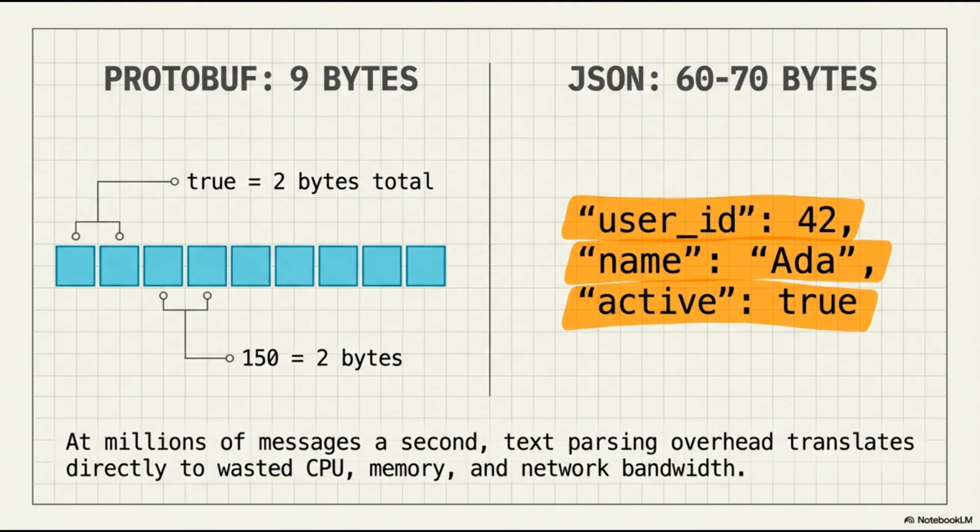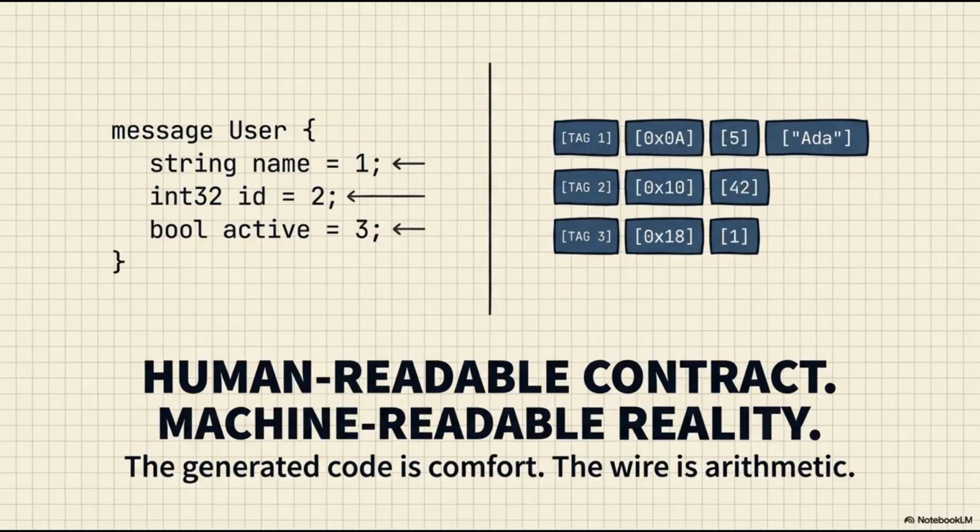Today, our mission is to look completely under the hood. We are stripping away the generated code, ignoring the getters and setters, and looking at the exact binary encoding that travels over the wire. Right, we're moving from the human-readable contract right straight to the machine-readable reality. Because it's fascinating down there. It is. Protobuf achieves this unbelievable compactness through basically 3 intertwined, highly optimized concepts: tags, wire types, and varints.